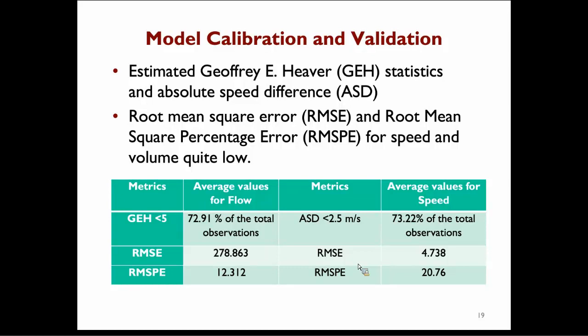So we found that for 72% to 73% of the observations, we have an absolute speed difference of less than 2.5 meters per second. We also measured the root mean square error and root mean square percentage error, and we found they're quite low for the volume and speed metrics. So this establishes that the simulator we have calibrated is well calibrated for an evacuation period, and the calibration results can be used for future studies as well.